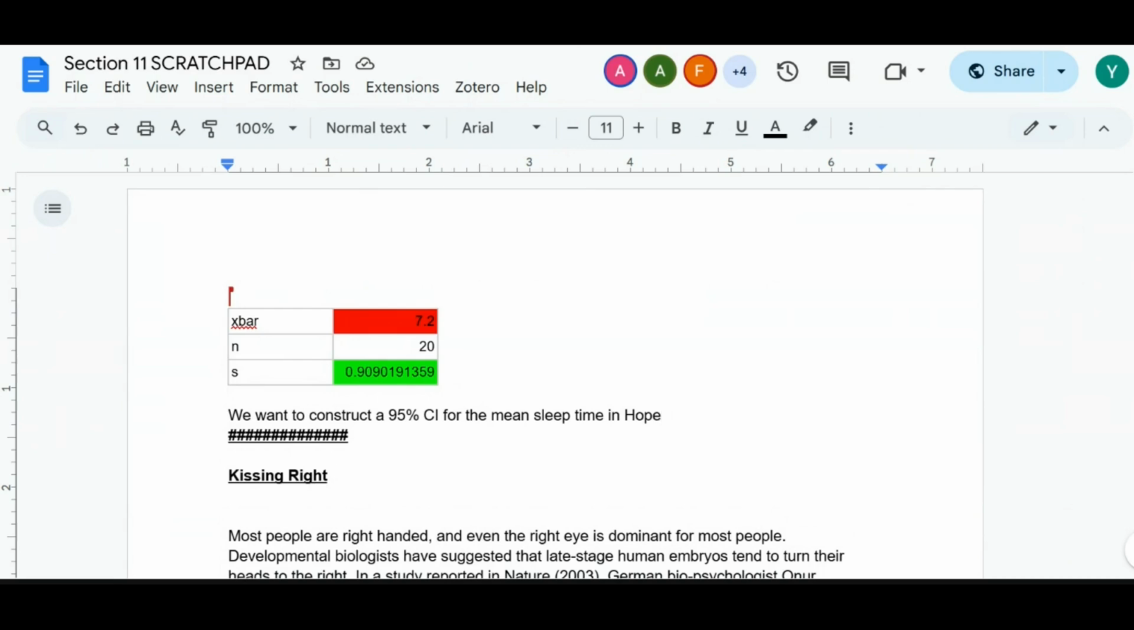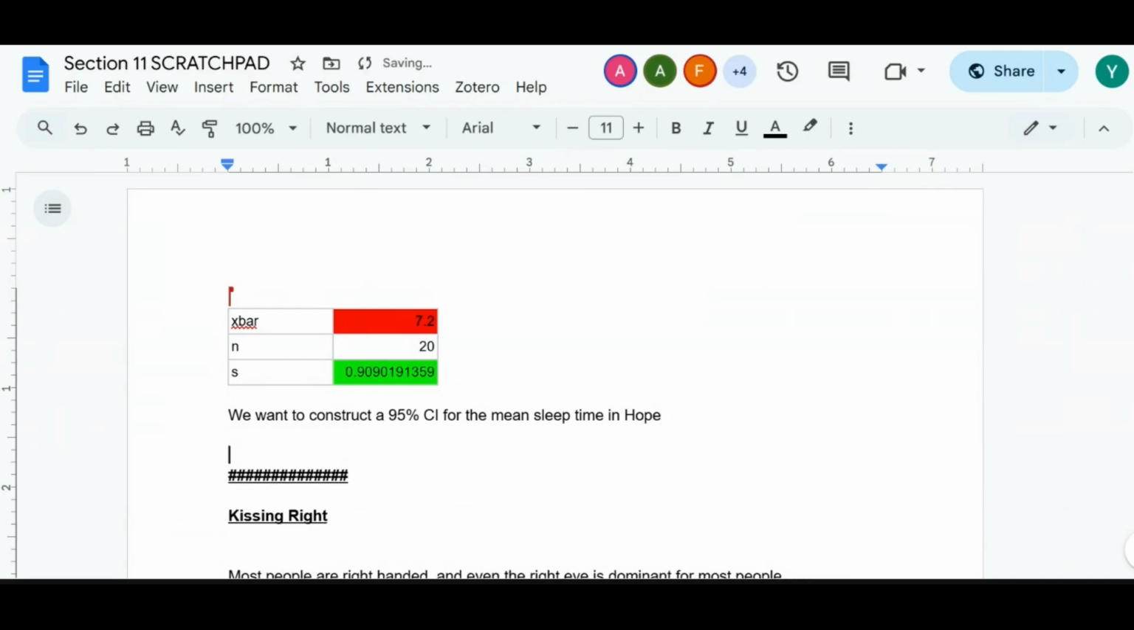So we want to construct a 95% CI for mean sleep times in Hope. How do we do that? You know that the generic formula is x bar plus or minus multiplier times s over square root n. It's from my notes. Don't I already almost have everything? X bar is here, s is here, n is here. The only thing of difficulty now is to show you how to get the multiplier, which I'm going to do now.